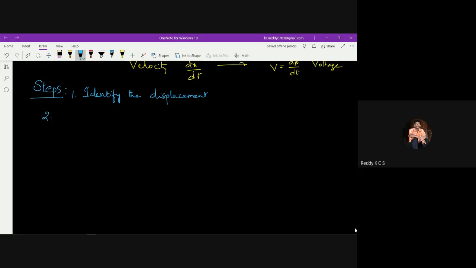Next, the second one is to draw the equivalent mechanical system. That is what we discussed: how to write the equivalent mechanical system. Draw the equivalent mechanical system using node analysis, based on the node basis. That is what we have studied, the displacements based on node basis.